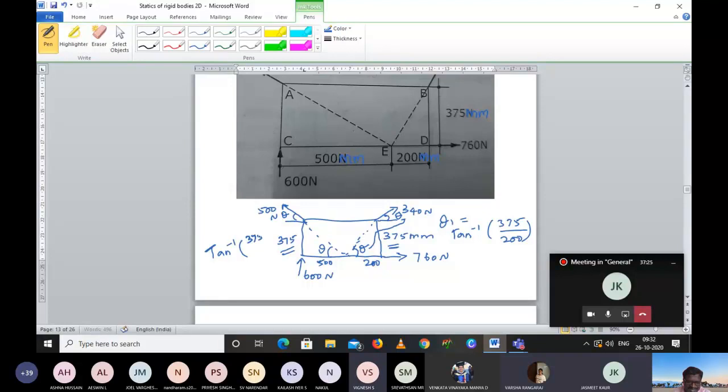Vignesh, are you calculating? I'm just taking some time to understand, sir. Okay, you understand first, after that you calculate and tell me. Okay. So the other one is 36.86. Is it okay now? So I am taking this as theta 2 and this is theta 2, and this is theta 1 and this is theta 1. Okay, Vignesh, any doubt in this? No, sir.